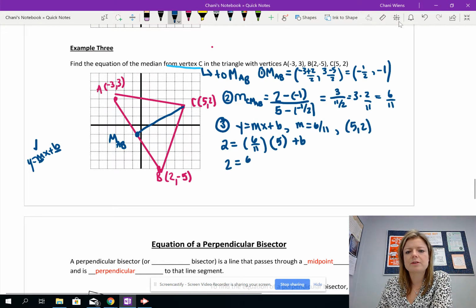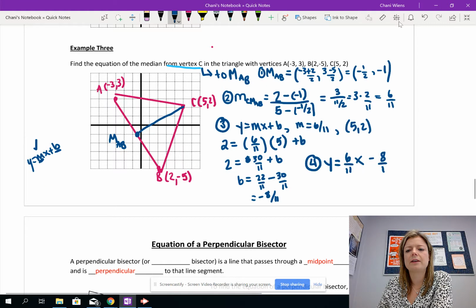So 2 equals 30/11 plus b. Okay, so b is equal to 2, or 22/11 with a common denominator, minus 30/11. So that is equal to -8/11, which is between 0 and -1, as you can see visually. So our final step is to just write the equation of our line. y equals m, which is 6/11, x plus b, which is -8/11. And that is the equation of this median. So I told you it's not very pretty, that's why I did that one for you.